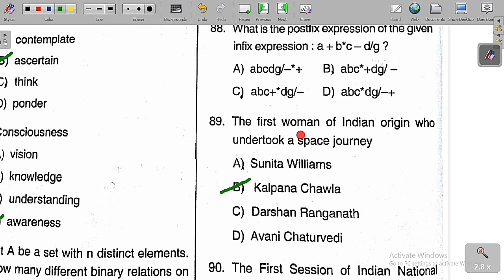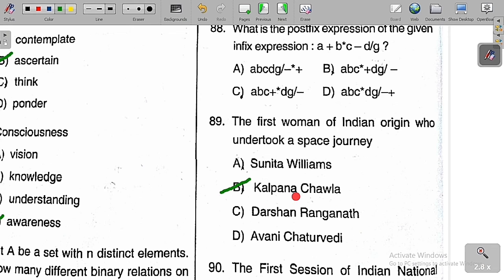Now the next question: the first woman of Indian origin who undertook a space journey. Option A Sunita Williams, Option B Kalpana Chawla, Option C Darshan Ranganath, Option D Avani Chaturvedi. So, of all these 4 options, Option B, Kalpana Chawla, is the correct solution of this question.